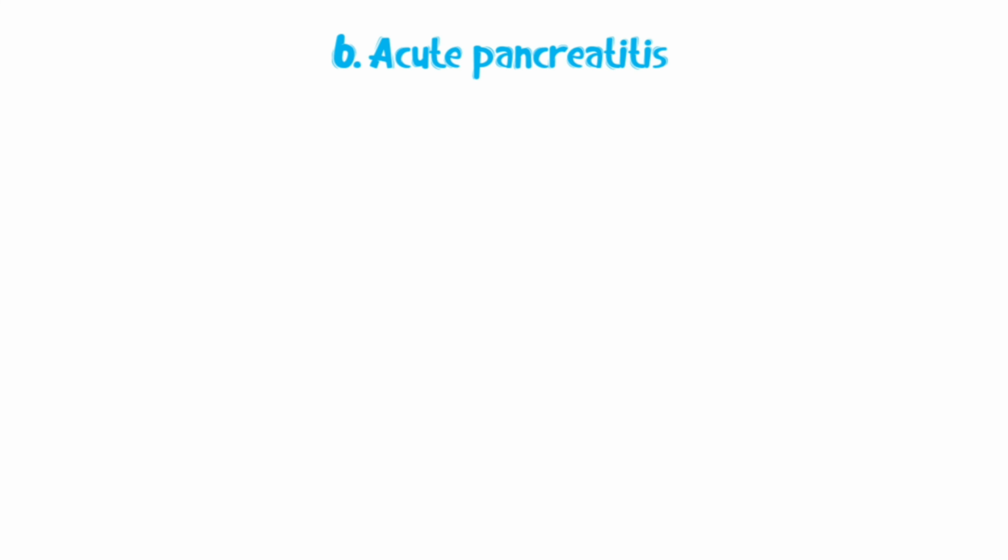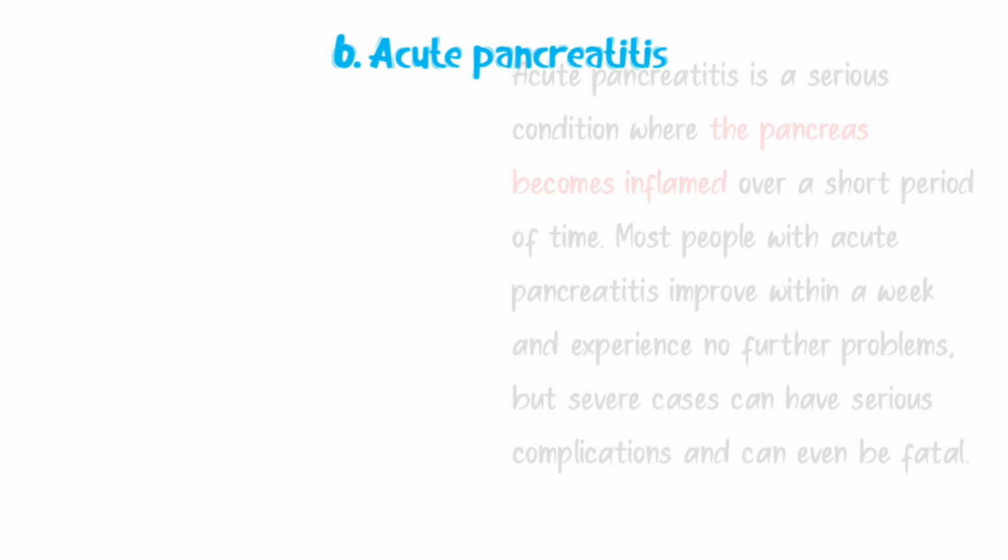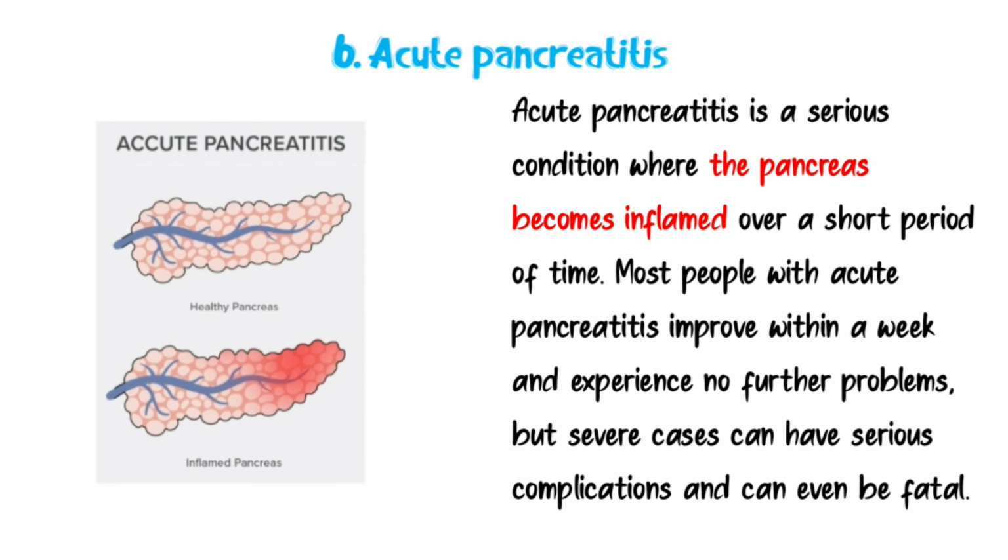Six. Acute pancreatitis. Acute pancreatitis is a serious condition where the pancreas becomes inflamed over a short period of time. Most people with acute pancreatitis improve within a week and experience no further problems, but severe cases can have serious complications and can even be fatal.